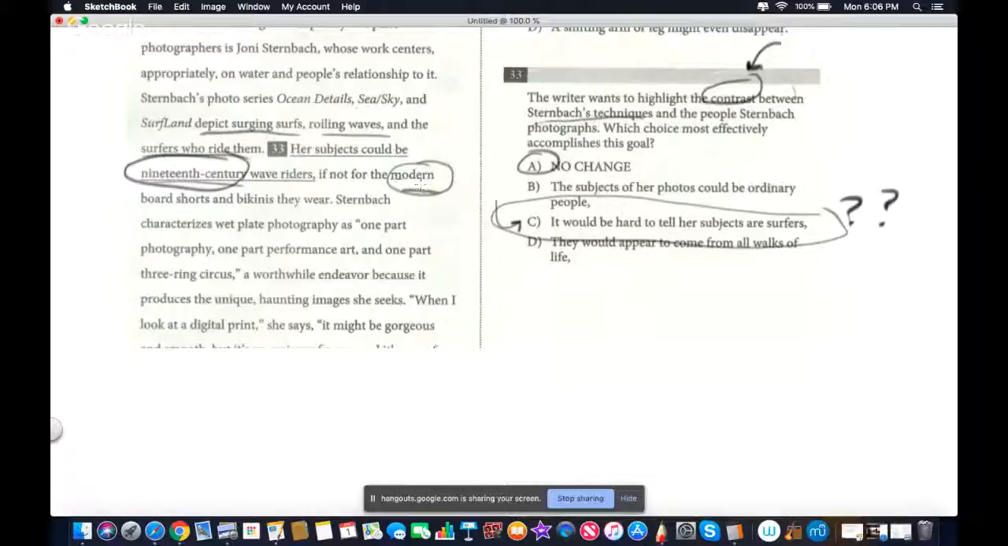So she's photographing modern people using an old technique, and 19th century and modern is the contrast you want to notice. So let's just talk for a second about what happens most generally on these questions. There are two kinds of questions in the writing and language section. There are pure grammar questions. Those ones don't give you a prompt. They just show you 4 answer choices and ask you which one is right.